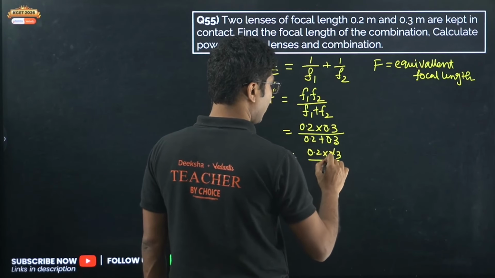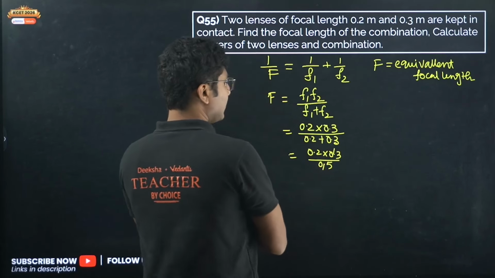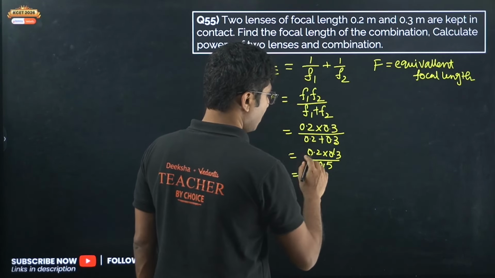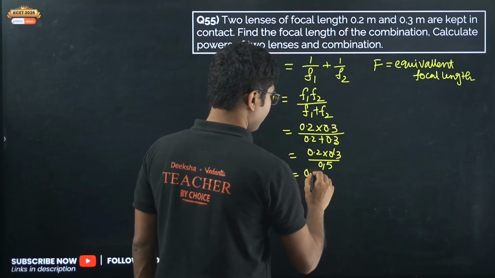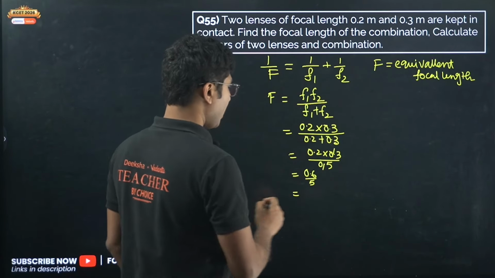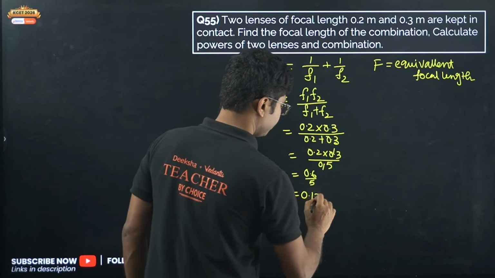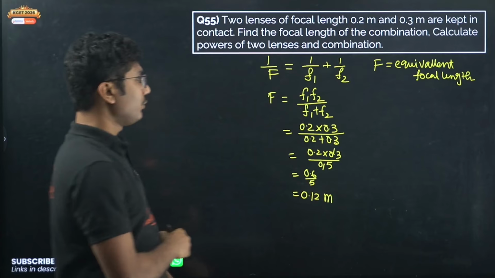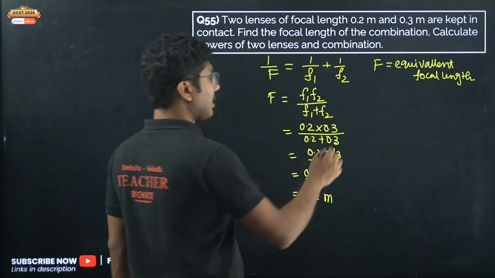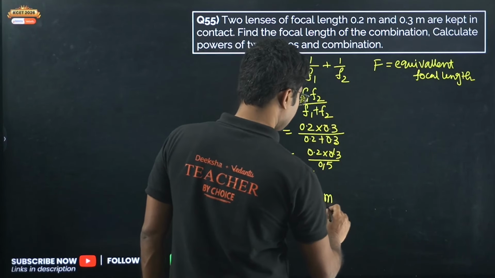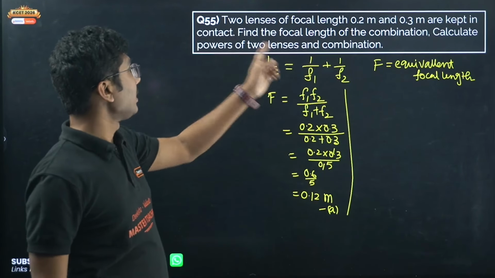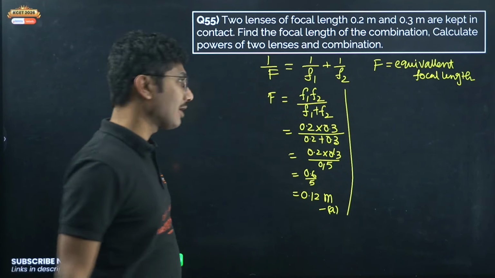So 1 point you can cancel and you get 0.6 by 5, so it will be 0.12. So the combined focal length is 0.12 meter. This is part A of the answer. Now this is not over, you also have to calculate the powers of the two lenses and the combination.